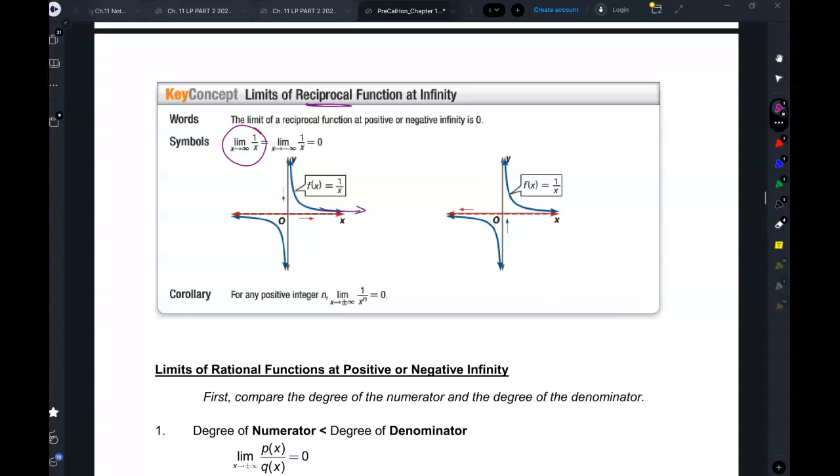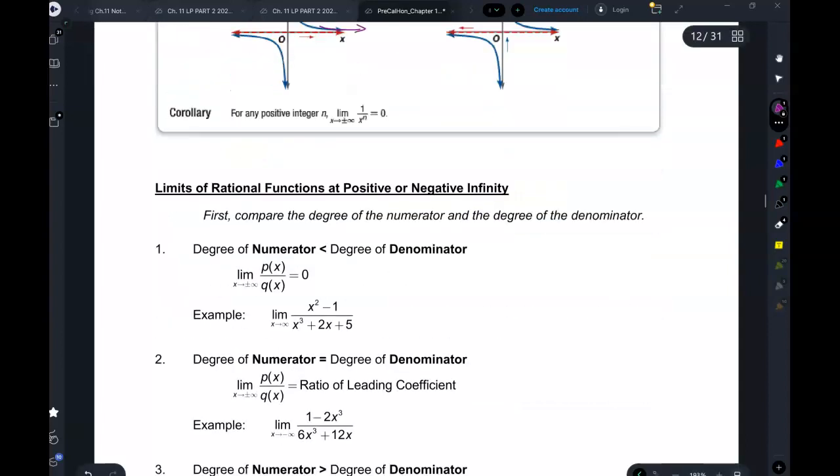Now, if I have 1 over x, and that denominator is a positive large number, like positive trillion, this is still going to be 0, right? But if it was negative a trillion, what would the whole thing be? Also 0, but approaching from below. So it'll still be 0.